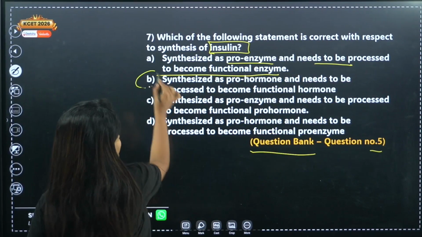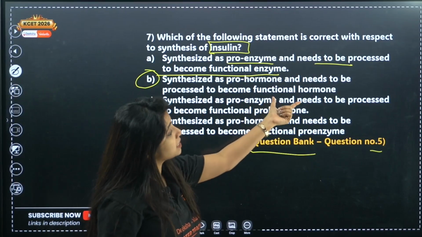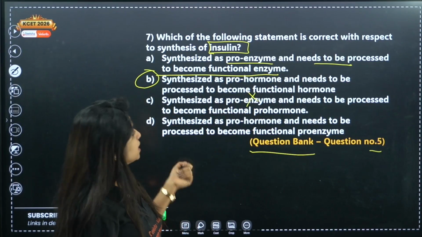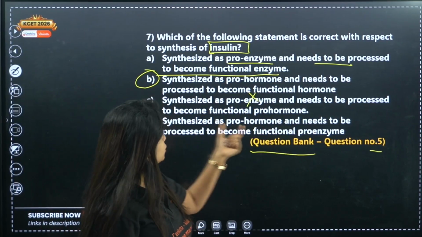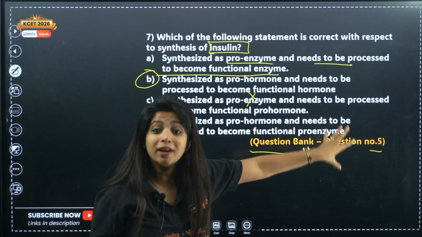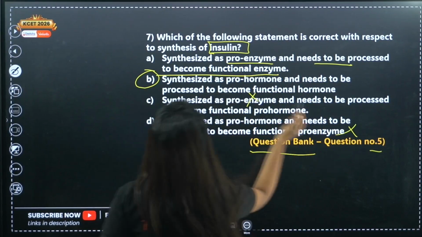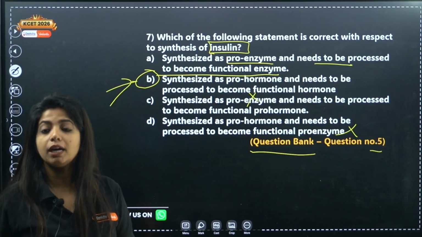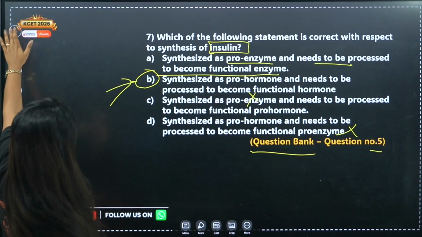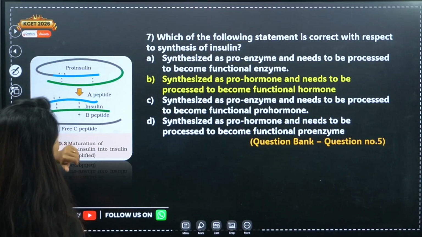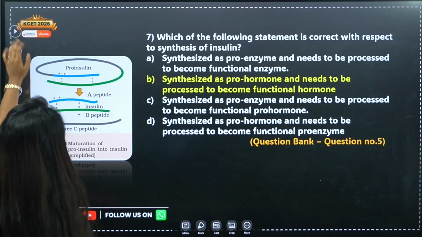Yes, it is correct. Let's go. Synthesized as proenzyme, again wrong. The word proenzyme is wrong. Synthesized as prohormone and needs to be processed to become functional proenzyme. No. Functional hormone, right? So basically the answer for this question would be B. Cool. So I already told you, prohormone, the mature hormone.